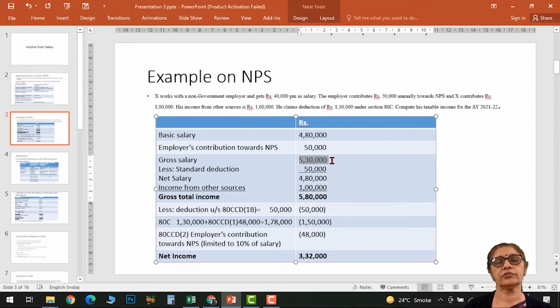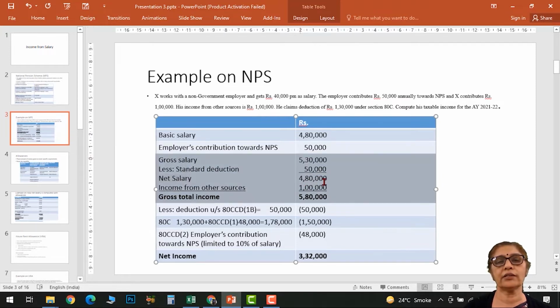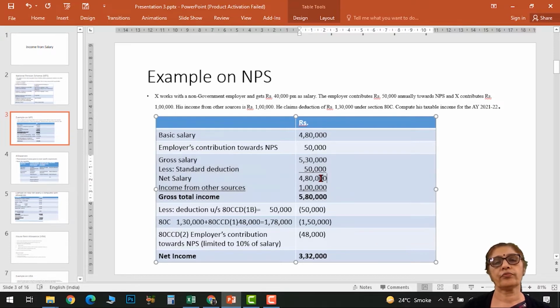This is gross salary. So gross salary is 5,30,000. Standard deduction, as we have discussed earlier, has to be given on gross salary. We always give a standard fixed deduction of 50,000. So your taxable salary, chargeable to tax, is now 4,80,000. On this 4,80,000, we have income from other sources, 1 lakh. So the gross total income is 5,80,000. Now we give deductions on this.